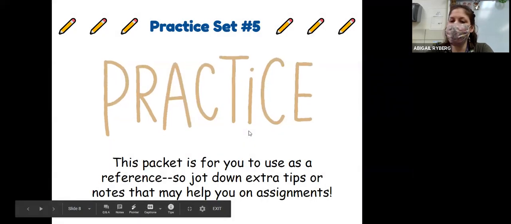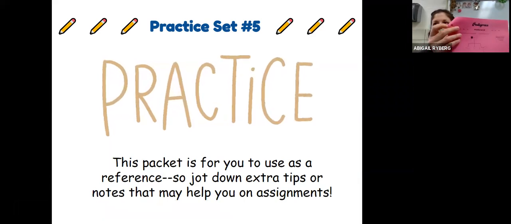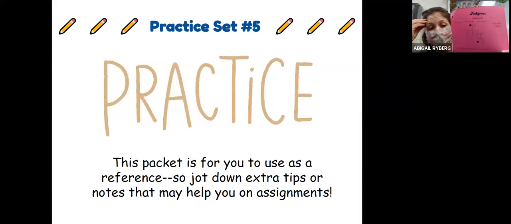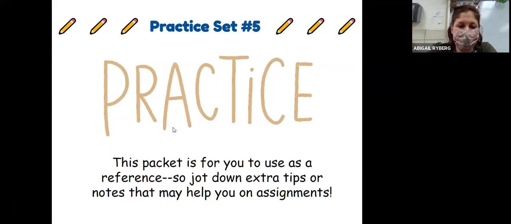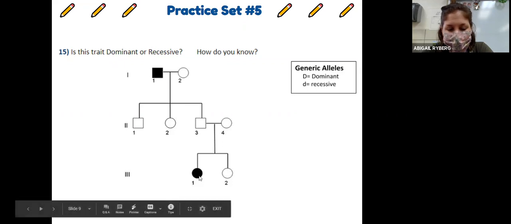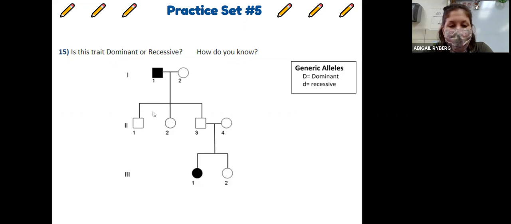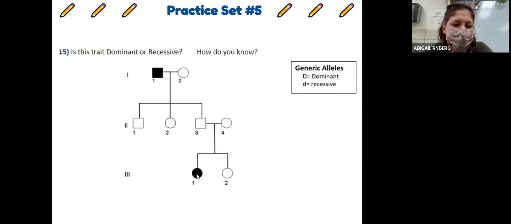Okay, so if you'll grab your pink packet, the last practice set is on pedigrees. And you're going to go ahead, follow along, and you'll write in the genotypes of the individuals. So the first pedigree is pedigree 15. And the question is to first decide, is this trait dominant or recessive? So again, because I can see that this trait is skipping a generation, none of the offspring here have that trait, but then again, it pops up, I feel pretty confident to know that that's going to be a recessive trait.